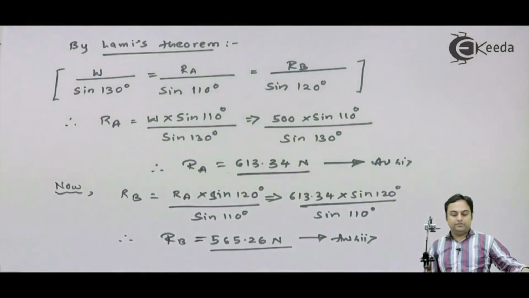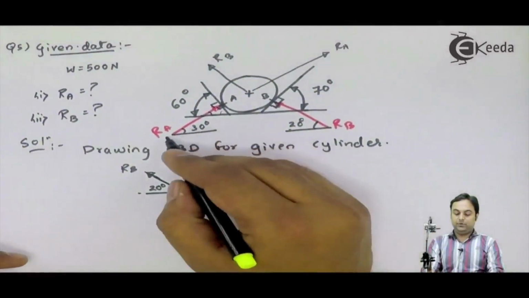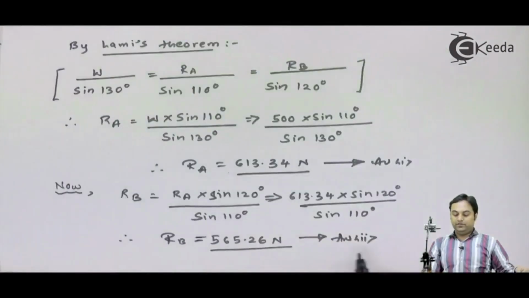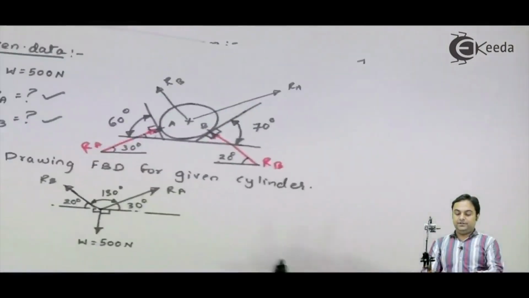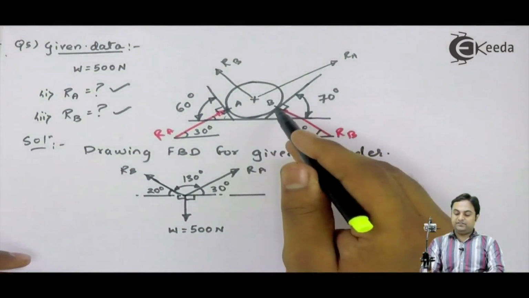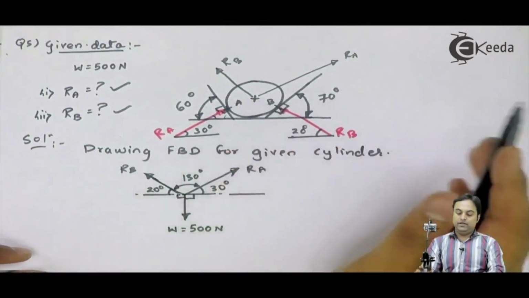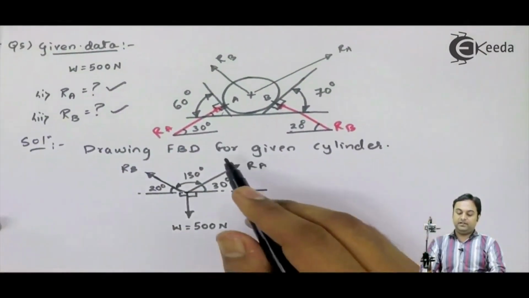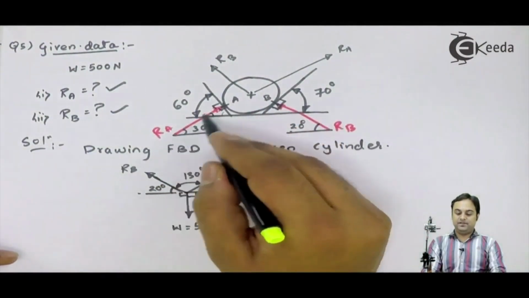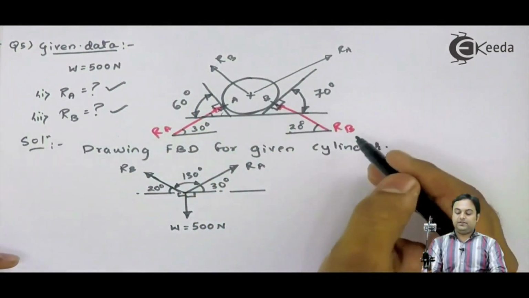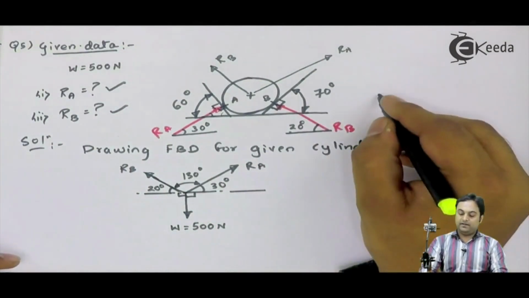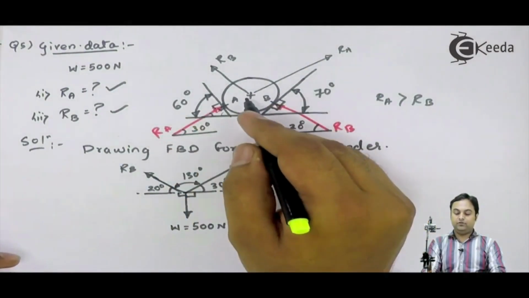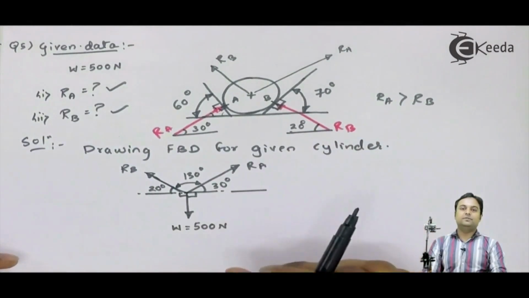So if I look into this question, there were two things asked: reaction at point A, reaction at point B, and we have got both the values. And you can even say that reaction at A is greater. It means the reaction at 60 degree inclined plane is more as compared to the reaction at 70 degree inclined plane. It means RA is greater than RB, offering more reaction to this cylinder of weight 500 Newton. With this, the problem is completed.